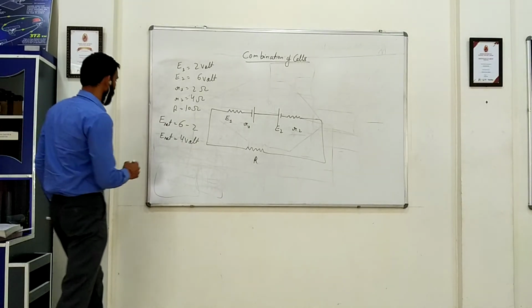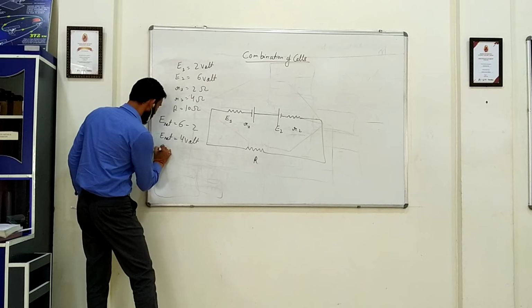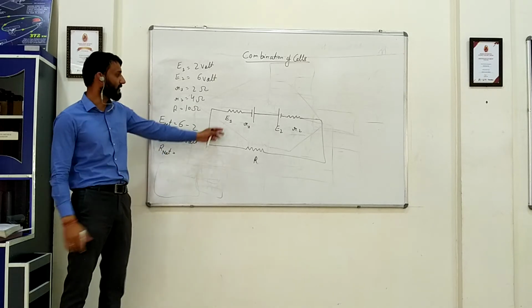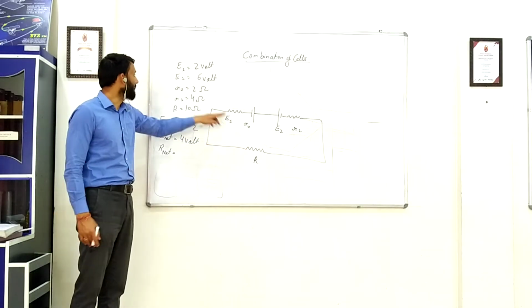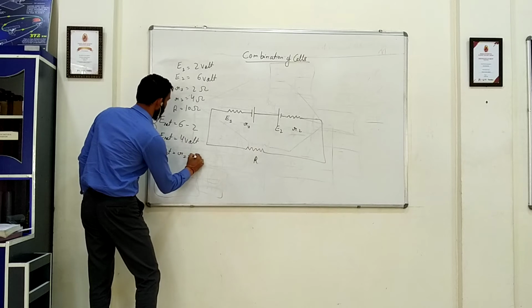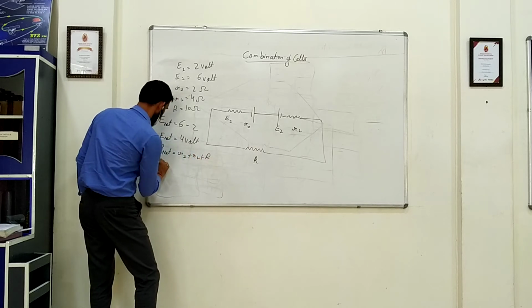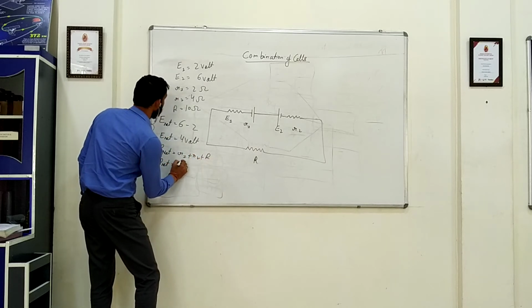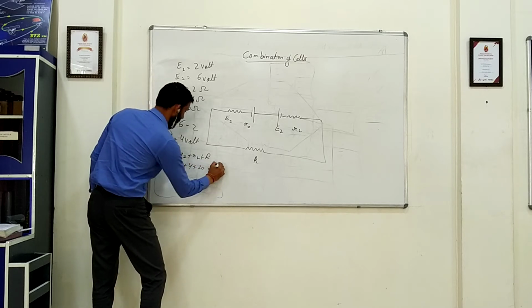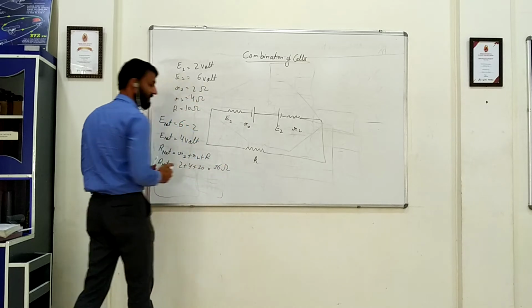Right? What will be the total resistance? R net, that is total resistance. Of course they are connected in series. So net resistance would be R1 plus R2 plus capital R. So R net would be equal to 2 plus 4 plus 10, 14, 16 ohm. This would be 16 ohm.